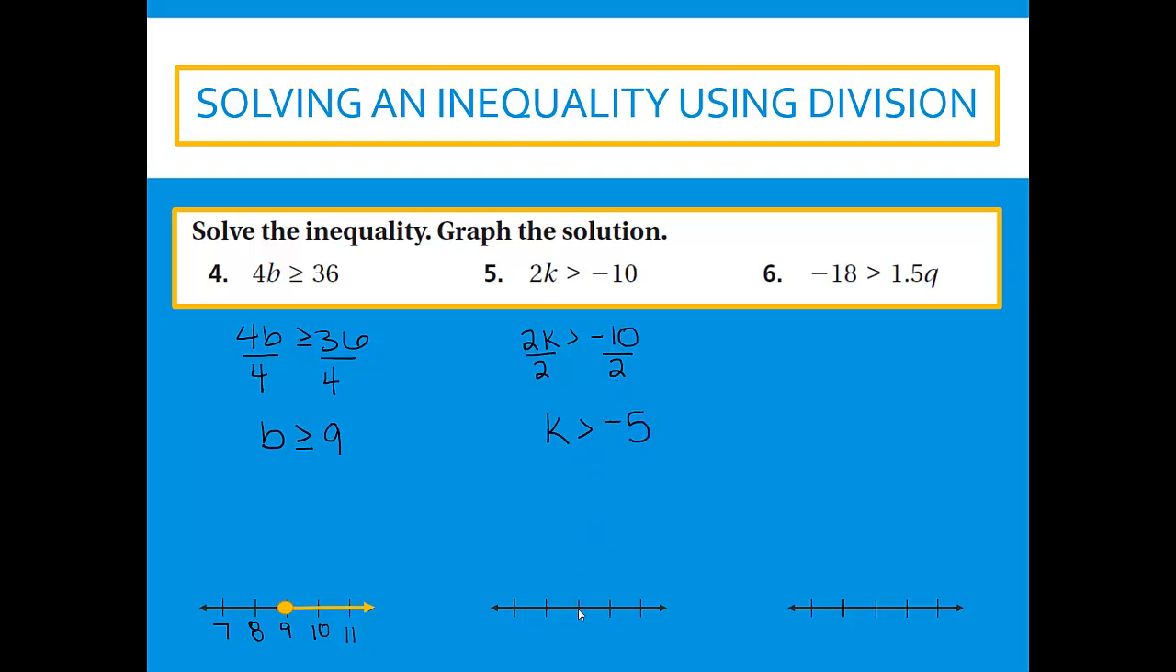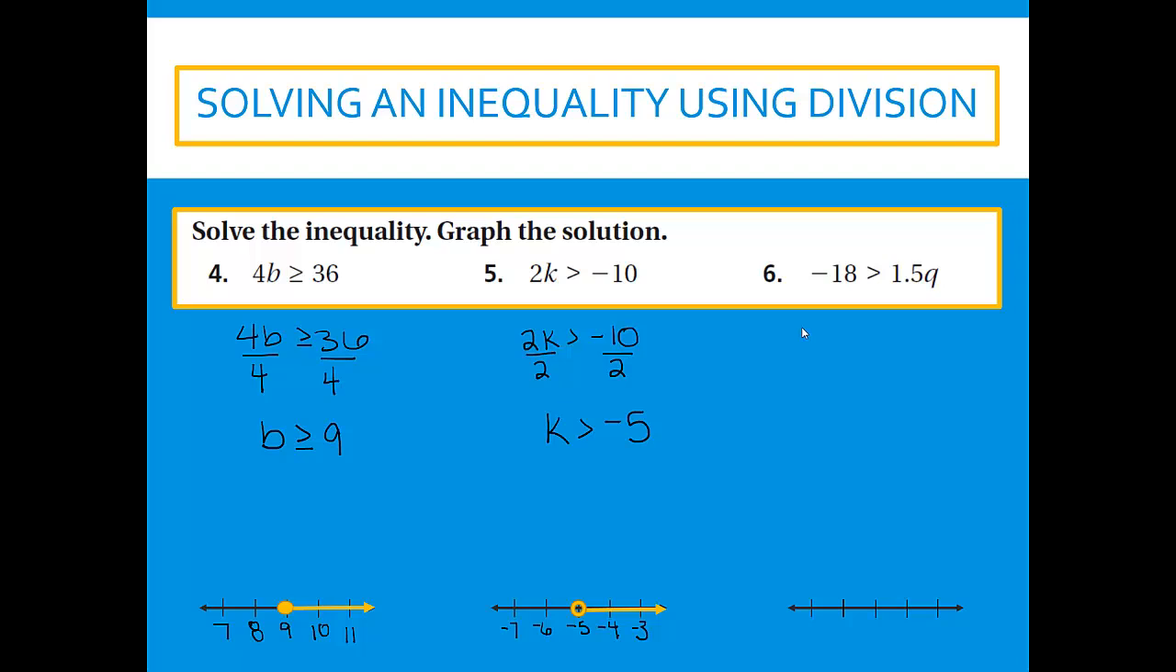Now we'll fill out our number line. So we have -5, and then to the right we would have -4 and -3. And then to the left, we have -6 and -7. Our symbol is greater than, so we will have an open circle at -5, and the numbers that are greater than -5 would be the numbers to the right. So we will shade to the right.